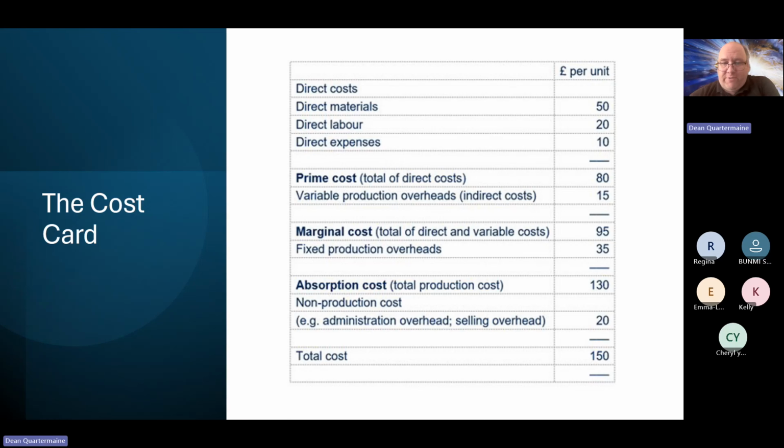That's not the end of the picture, though, is it? Because we've got some extra cost. What about things like fixed production overheads? Yeah, fixed, because they don't change regardless of how much we produce or don't produce.